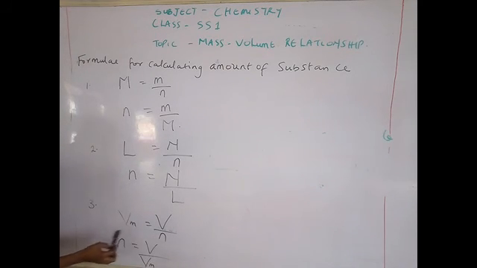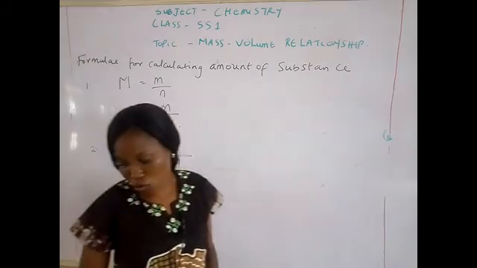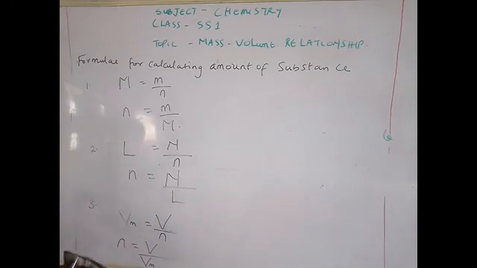So when you make amount the subject of formula, it will give you the volume of a substance all over molar volume, and the unit of that amount is moles. All right? I have some questions here just to buttress our understanding on this topic.